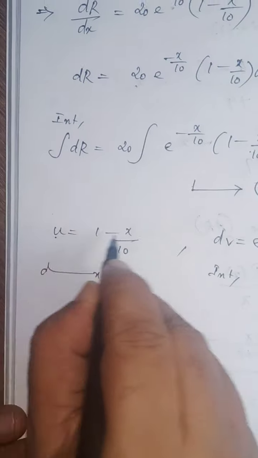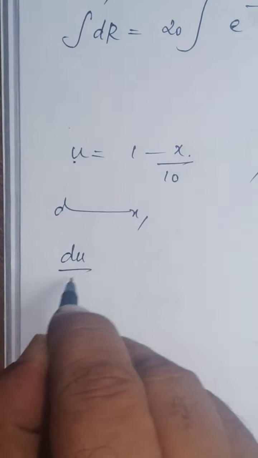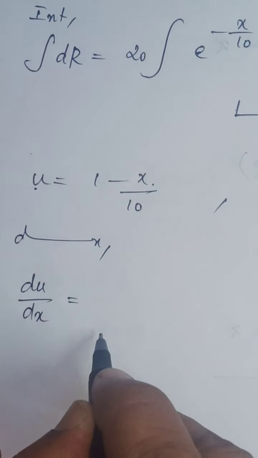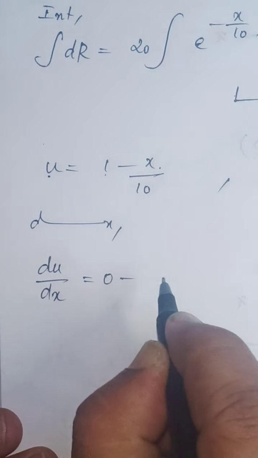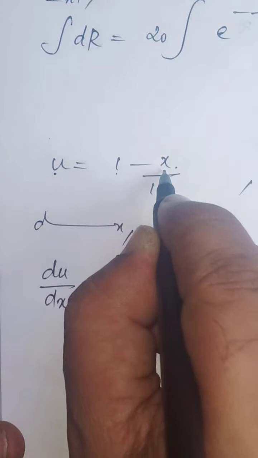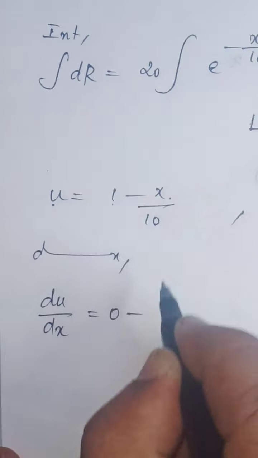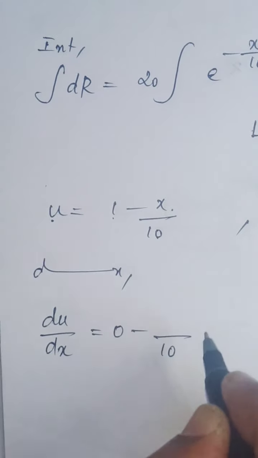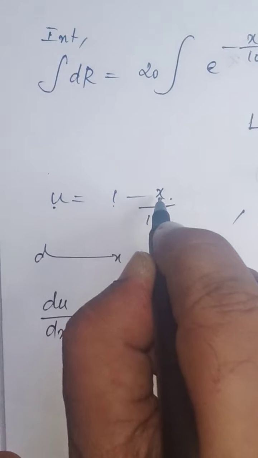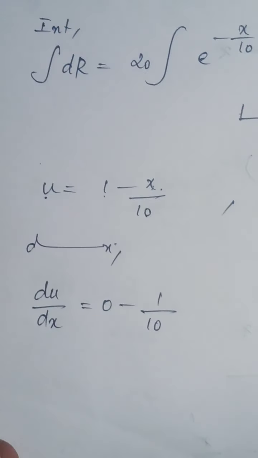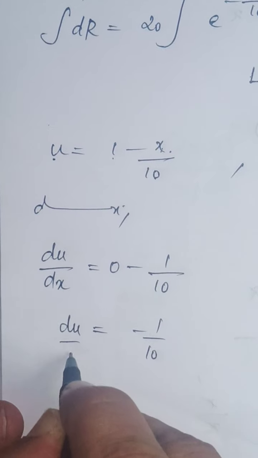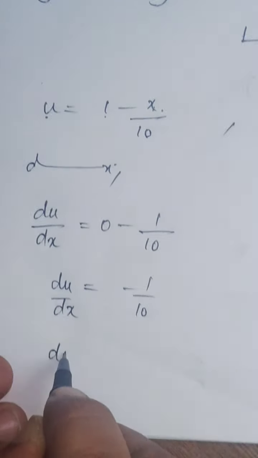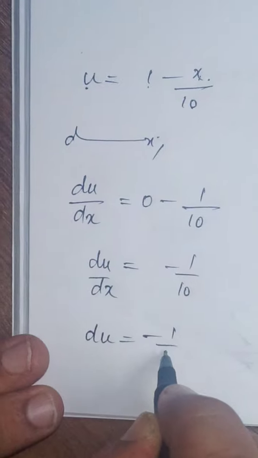u with respect to x, that is du/dx, equals the differentiation of the constant, which is 0, minus the constant in the denominator as it is, and you just differentiate x. x with respect to x is 1. So what is the answer? Minus 1/10. This is du/dx. We need du only, so we cross multiply: du = -1/10 dx.